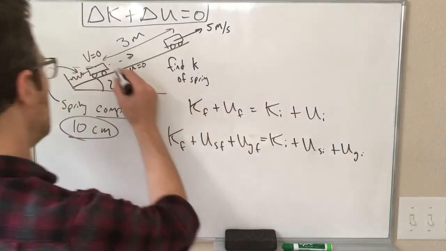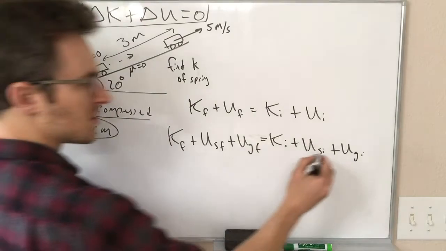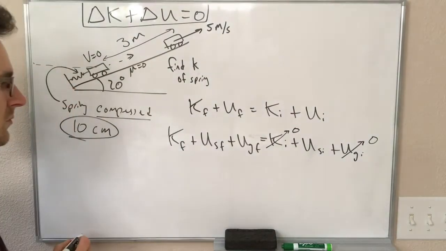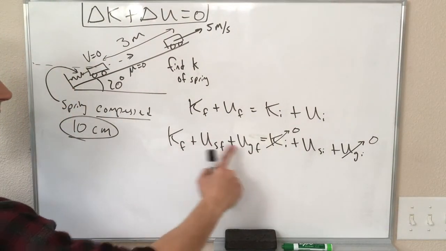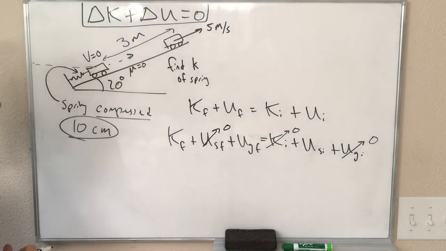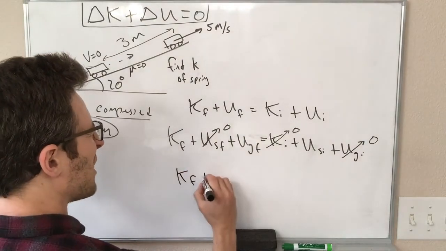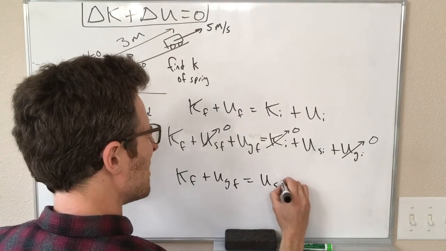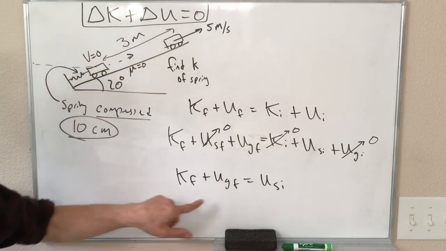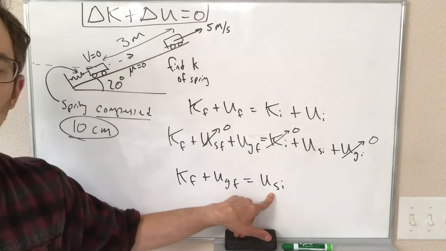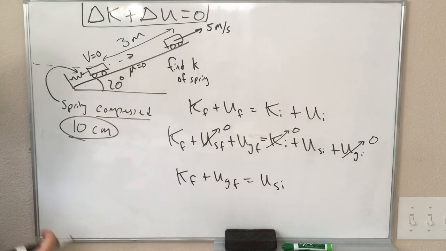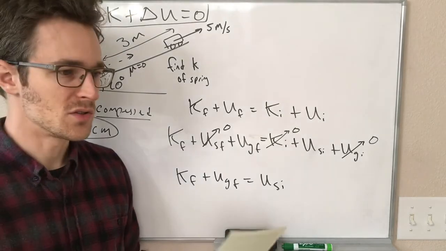Like in the initial state, the cart is at the bottom of the ramp, so the gravitational potential energy is equal to zero. The cart is also stopped. Later on, the cart is moving and it has some gravitational potential energy, but the spring is not compressed anymore. It's at its equilibrium length. So rewriting that, we get K final plus UG final equals USI, and you'll see these are exactly the pieces that we had before. This is 6.25 joules plus 5.03 joules equals the unknown thing we're looking for, which was 11.28 joules.